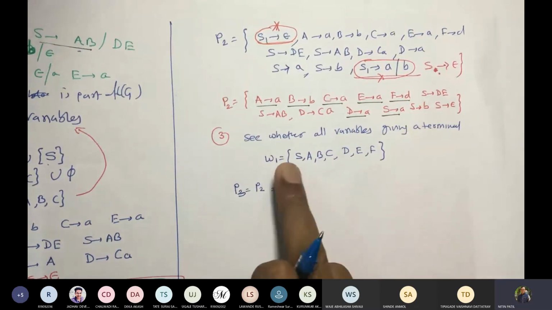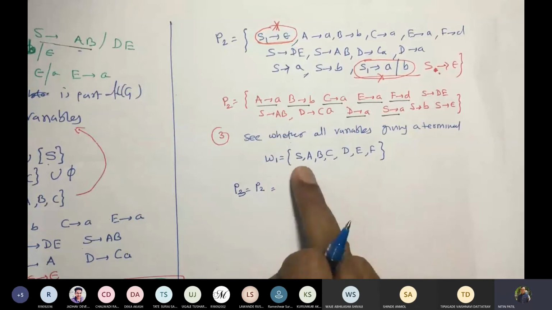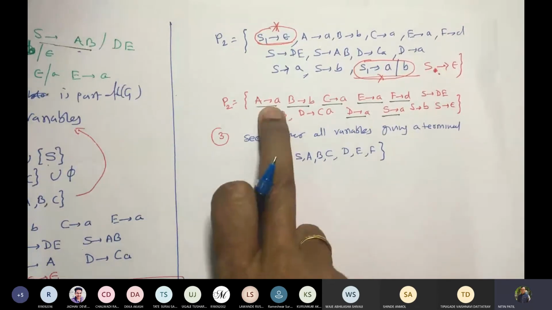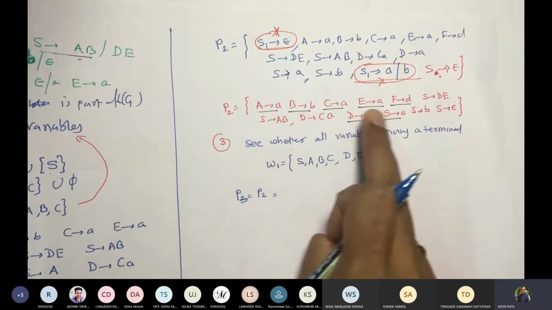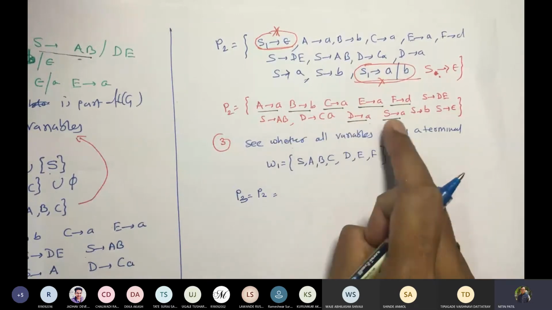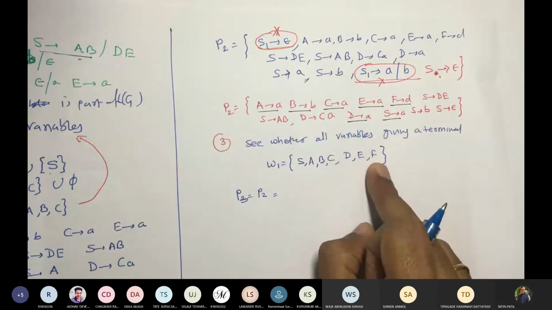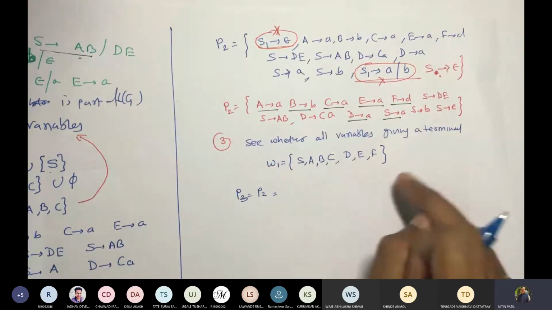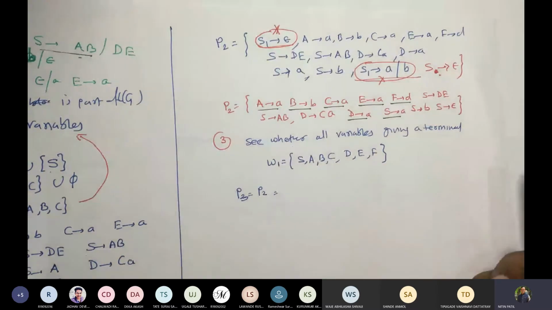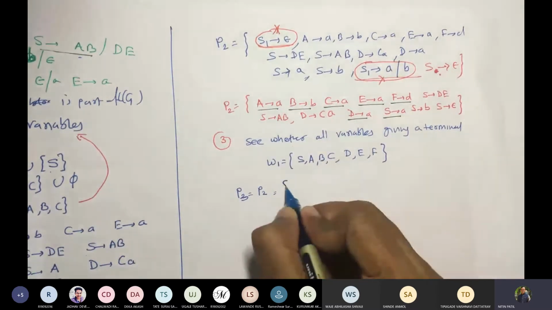How do you construct W1? We take variables such that every variable gives you a terminal like this. A gives A, B gives B, C gives A, E gives A, F gives D, D gives A, S gives A, S gives B. That's why all of them are added. And then even if you go with W2, it would be this one union 5 because no variable is remaining, and all variables would be added there. So this would be the same.